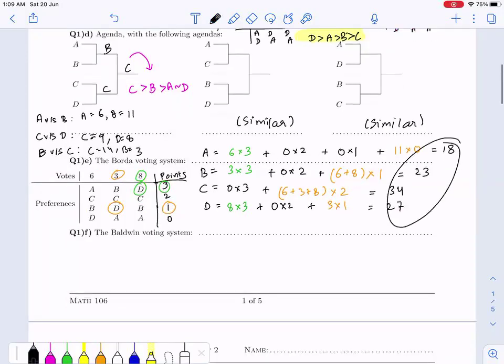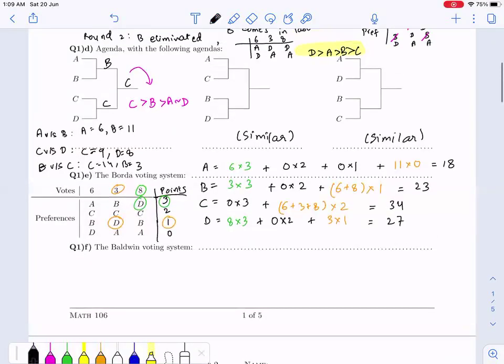Please make sure that you check these calculations. I might have made a mistake somewhere. I don't think I did, but please recheck the calculations. Okay, so under this voting system, clearly C has the highest number of points, followed by D, followed by B, followed by A. So this is the ranking under the Borda voting system.